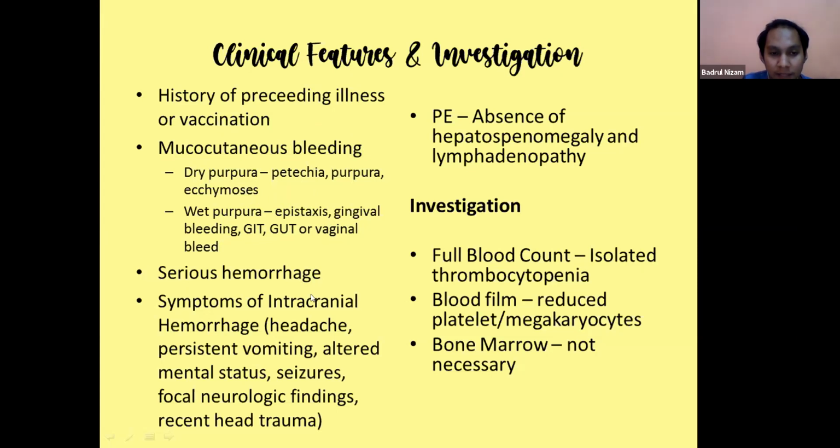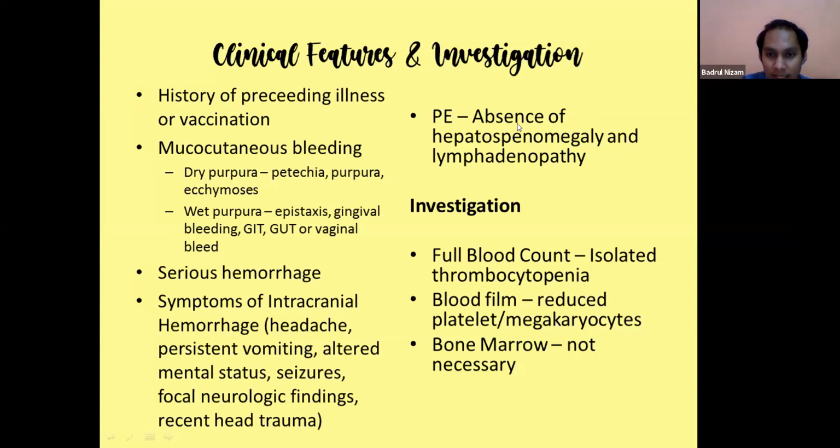And they can present with serious hemorrhage, such as intracranial hemorrhage, prolonged epistaxis of more than 5 minutes, or severe gastrointestinal bleed. In some patients, even though it's rare, with less than 1% affected, they might present with intracranial hemorrhage, characterized by increased intracranial pressure symptoms such as headache, persistent vomiting, altered mental status, seizures, and so on.